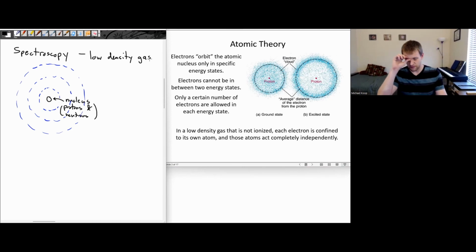In these low density gases, again, the electrons are only allowed to be in very specific energy states, and each of these atoms is basically going to act completely independently from the others. They aren't going to affect each other. And we're also going to assume that, at least for now, each electron is confined to its own atom. So the electrons can't jump from one atom to another, because this is a very low density gas, so that's less likely to happen.